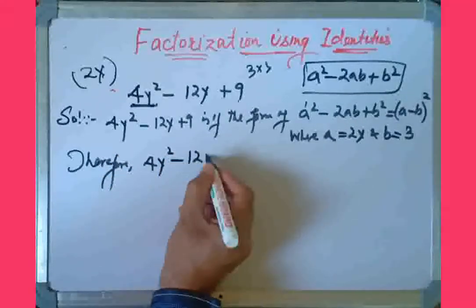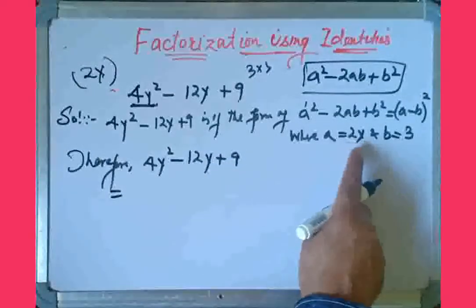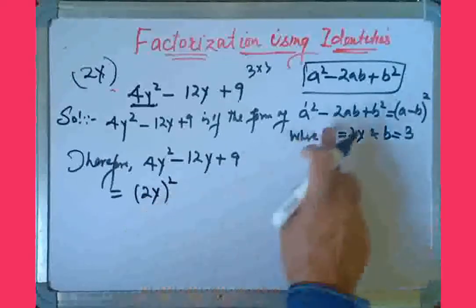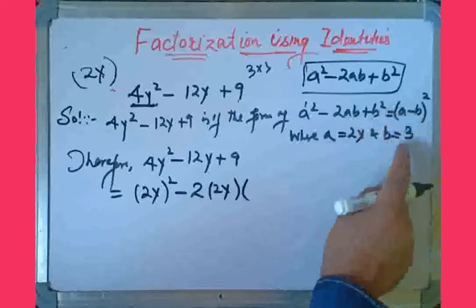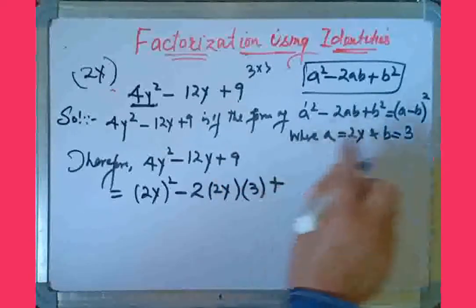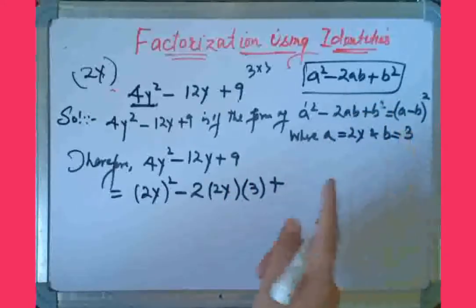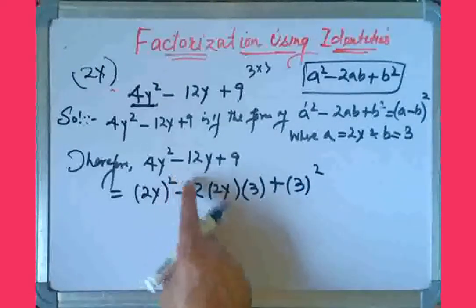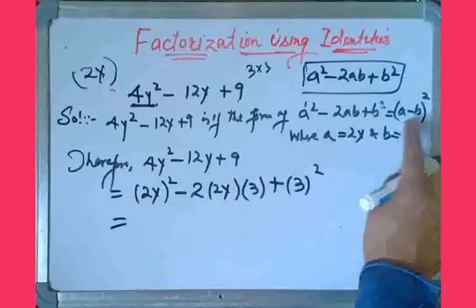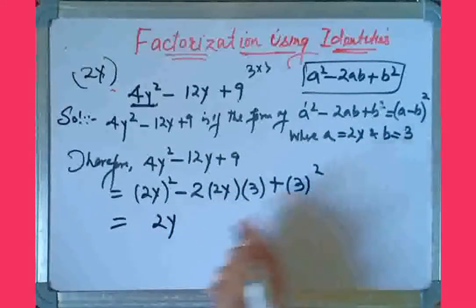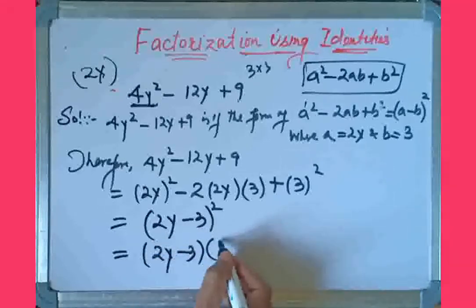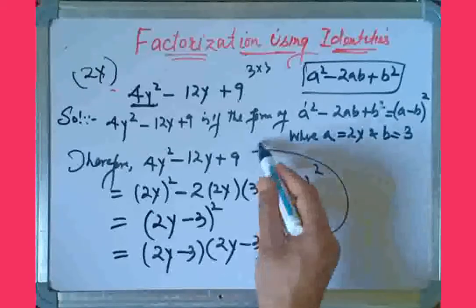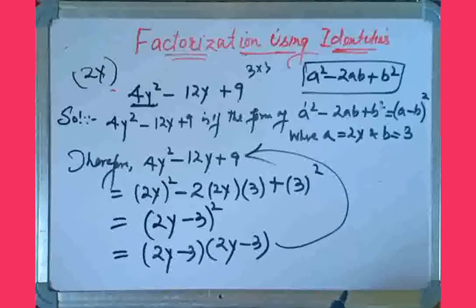4y square minus 12y plus 9 is equal to a, which is 2y, whole square, a square, minus 2ab, that is 2 into a, which is 2y, into b, which is 3, and here is plus 9, so plus b square, that is 3 square. Now, a square minus 2ab plus b square is equal to a minus b whole square, where a is 2y and b is 3, so (2y minus 3) whole square, which can be put like this: 2y minus 3 times 2y minus 3. So these are the factors of this given expression, right? This is how we can use the identities while factorizing the given algebraic expression.